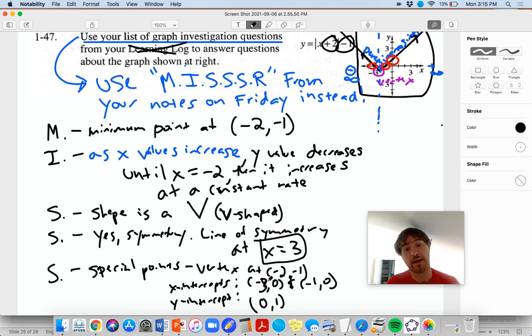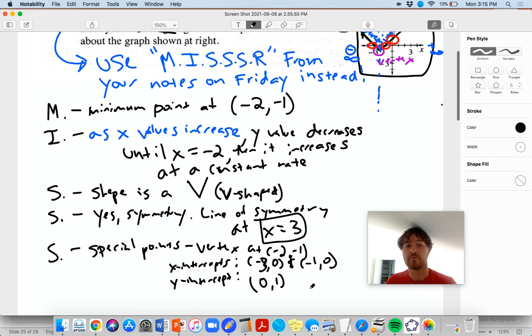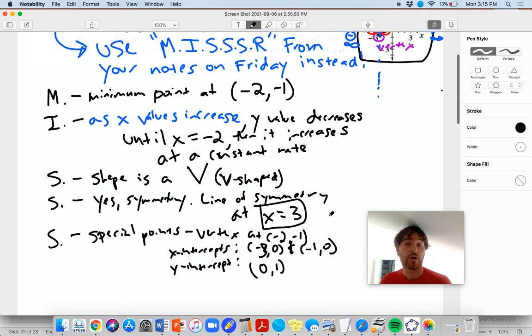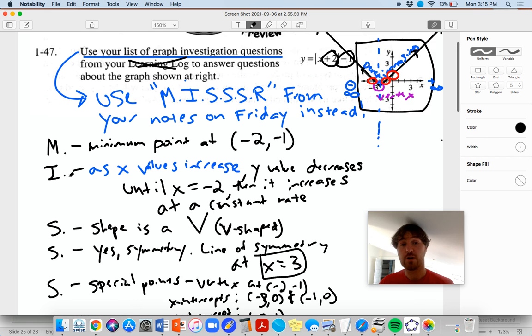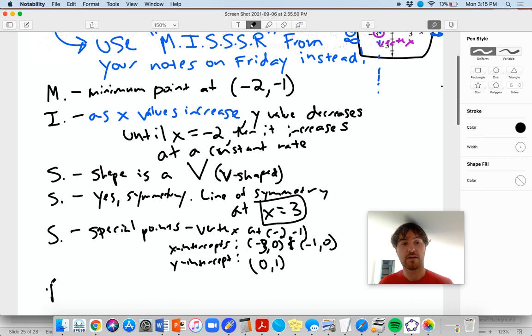X comma y, right? X comma y is how we write our vertex, our coordinates, not y comma x. It's always x comma y. X, your input variable, is more important than your output variable, because sometimes you don't have outputs and it's kind of confusing. But anyways, so there we go. We have M.I.S.S.R, 3 S's, and then finally R.